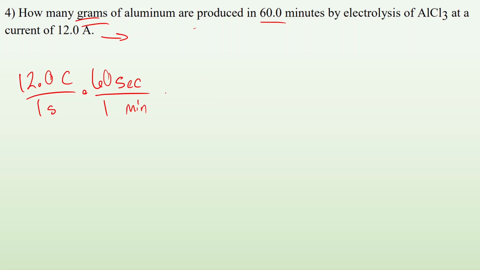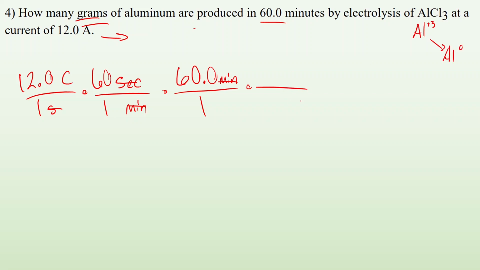But it wants it for 60 minutes, so I have to multiply by 60 minutes over 1. I have my total coulombs, so that's a good start. My minutes cancel out, my seconds cancel out. I got coulombs, but I have to convert coulombs to electrons, because I'm talking about going from Al plus 3 to Al 0. So I'm talking about electrons here.